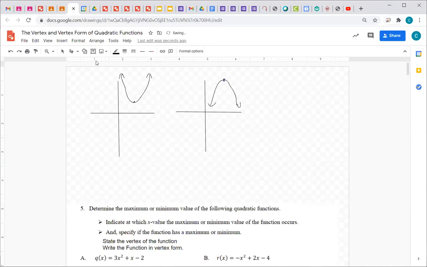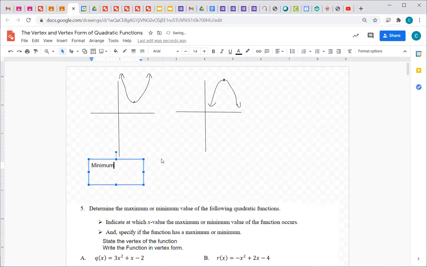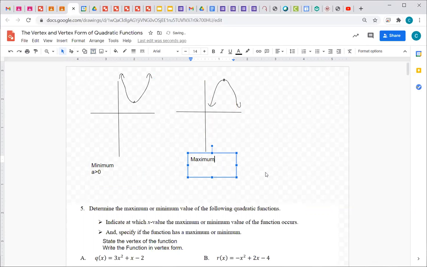Let's type it. It's a minimum because we know that it's concave up. It's greater than 0. So you have to think if it's concave up, it's a minimum. It's the lowest point in the function, because if it's concave up, it keeps on going in the upwards direction. And if it's concave down, like it is over here, then it's a maximum. Why? Because a is less than 0. So again, the vertex is either a minimum or a maximum.